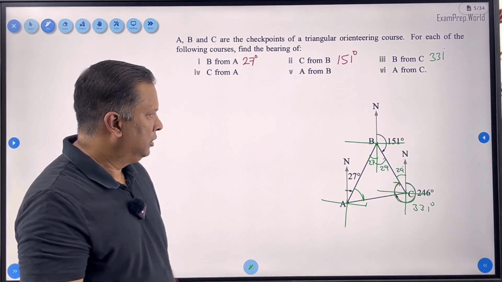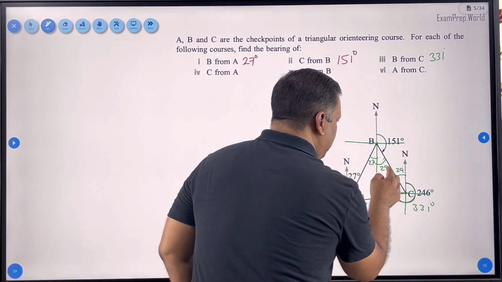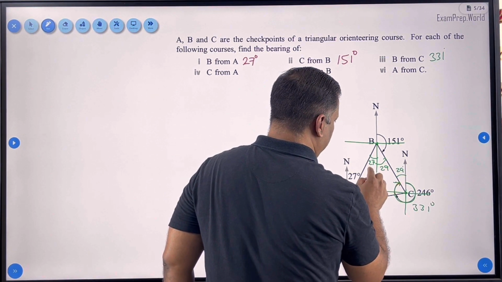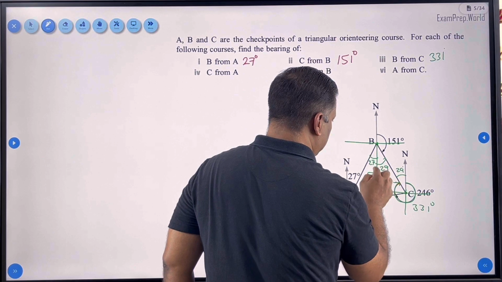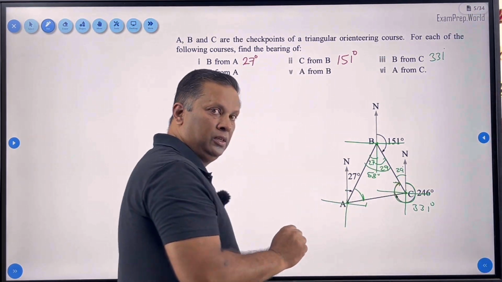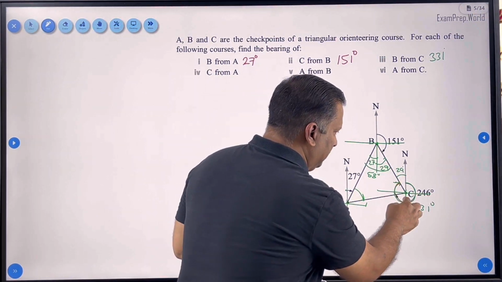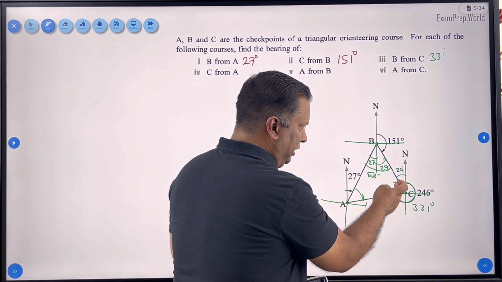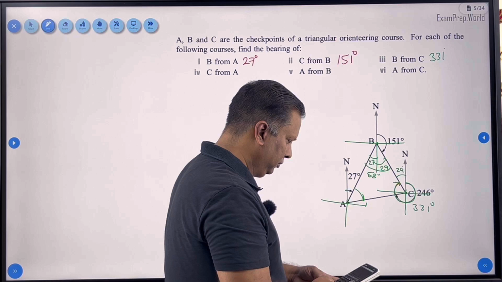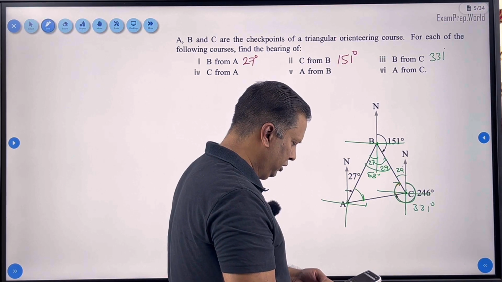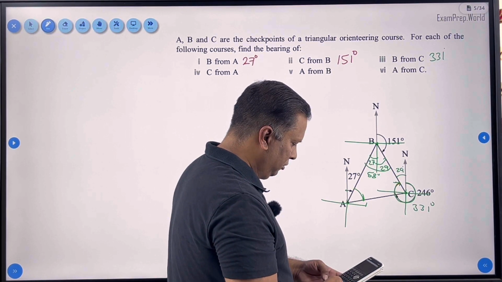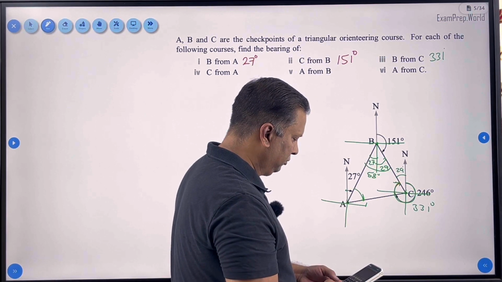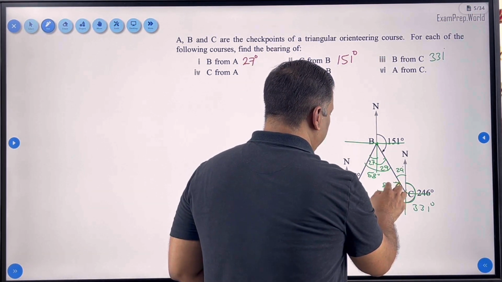Okay. Now look at this angle. 27 plus 29 is 58. This whole angle is 58. Okay. What about this angle inside? If I subtract 360 minus 246 minus 29, I will get this. So let us do that. 360 minus 246 minus 29 is 85.